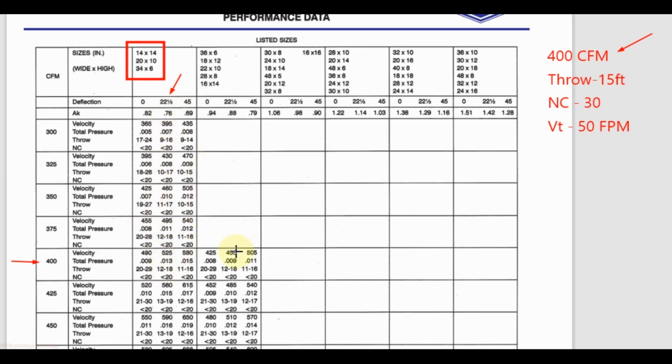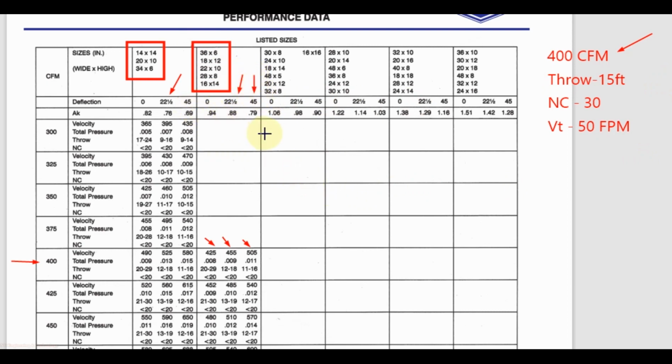Then we'll go for the next column. Neck velocity is 425, 455, 50. Neck velocity for all is okay. Then we'll see the throw. Also you can see this, 18 and 16. So we can select both, and NC level is less than 20. So in this way we can select any of these grills with deflection either 22 and a half or 45 degree.